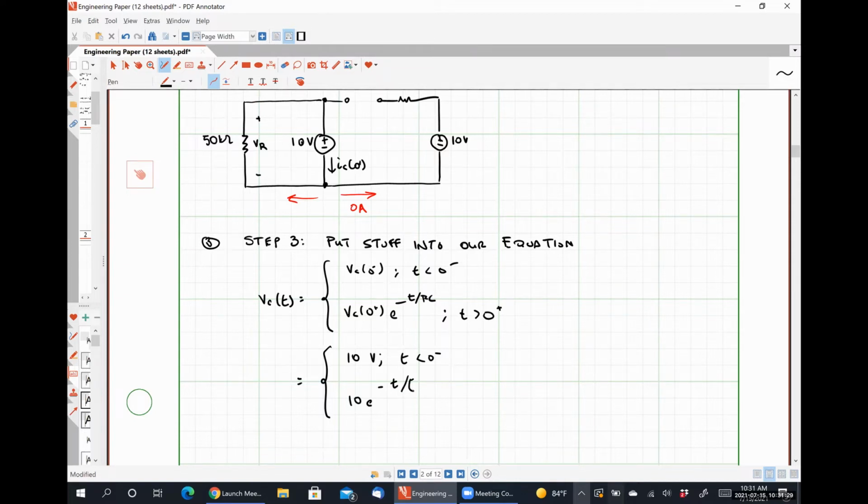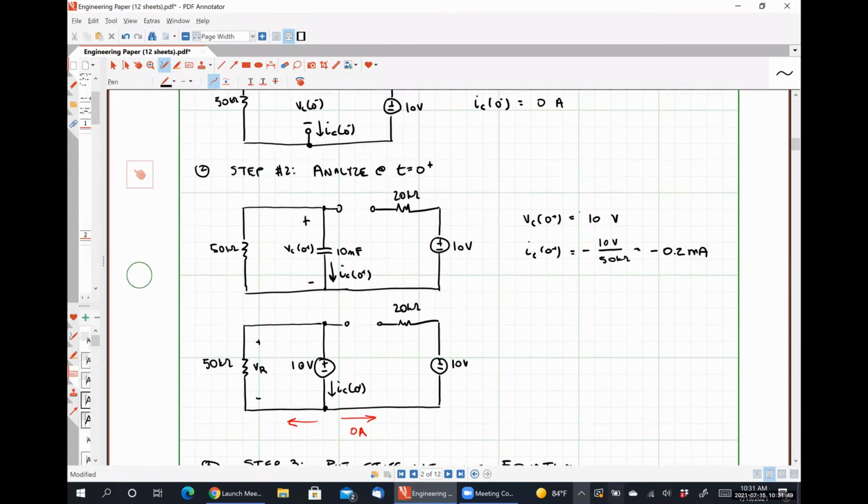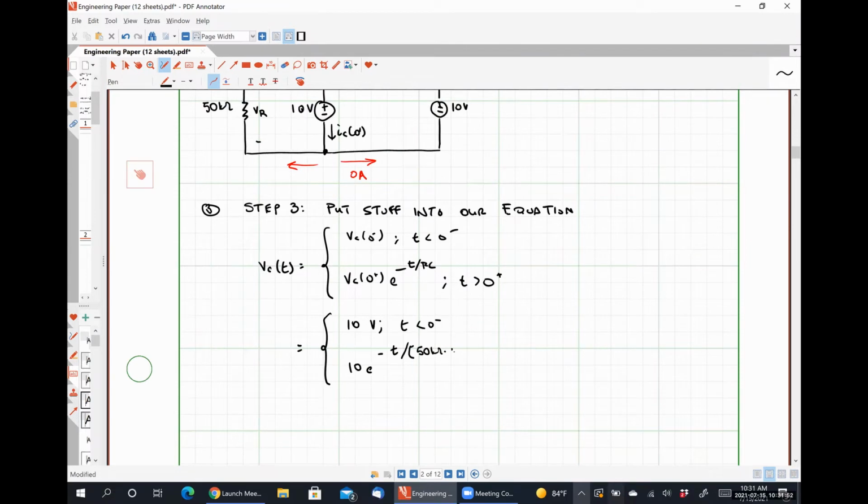So what resistor should we be using here? The 50 kilo ohm. 50 kilo ohm, exactly right, because that's the only resistor that's connected to our capacitor during the transient condition. And then we have our capacitor value itself, which I keep forgetting because it never changes, 10 millifarads, for t greater than 0 plus.